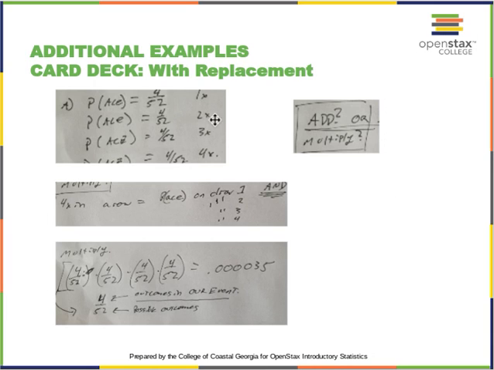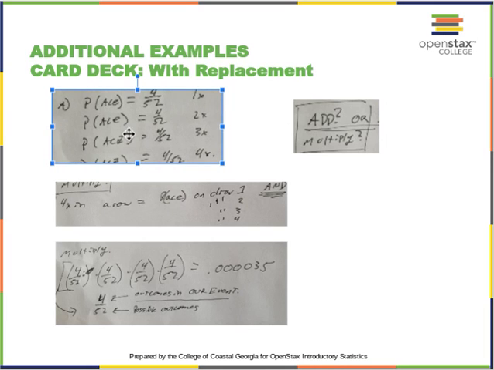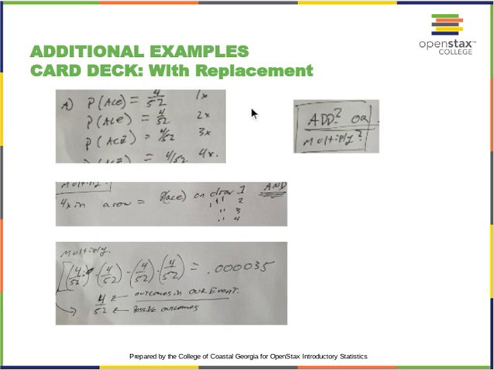Now, on the second draw, second time here, we have replaced that ace. So we draw it, look at it, put it back in. Our odds do not change. We have 4 over 52 again. Same with the third time and the fourth time.